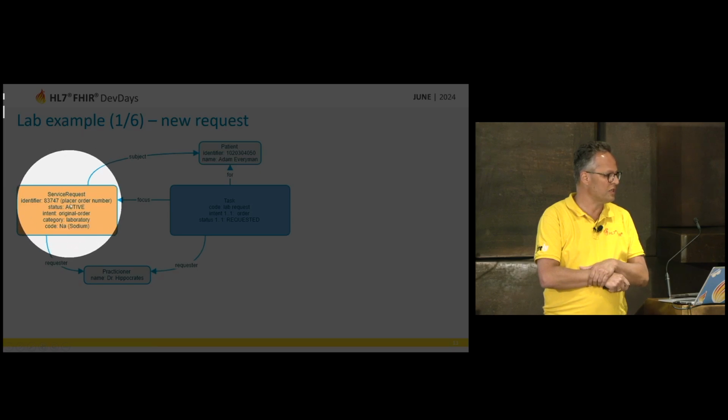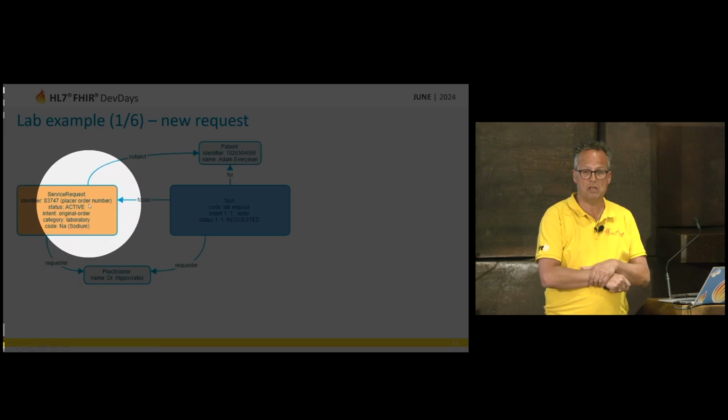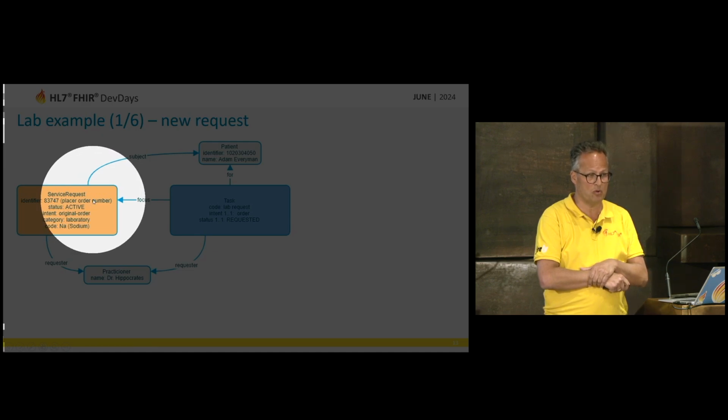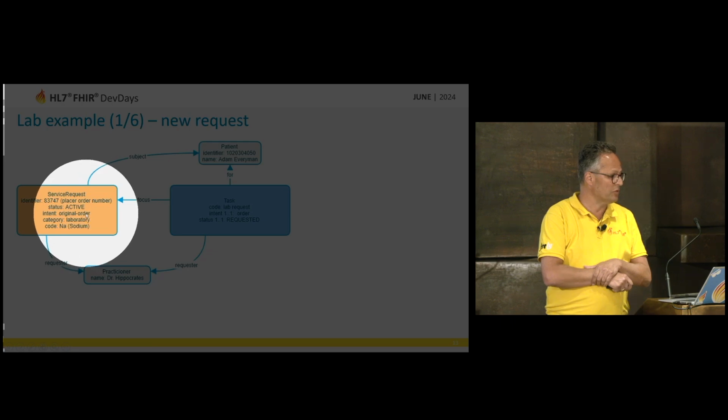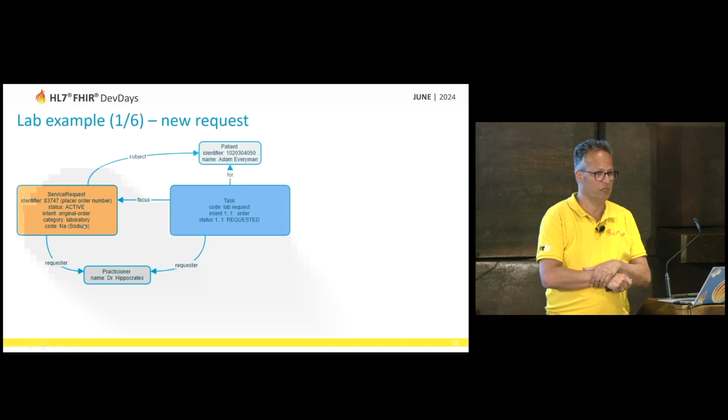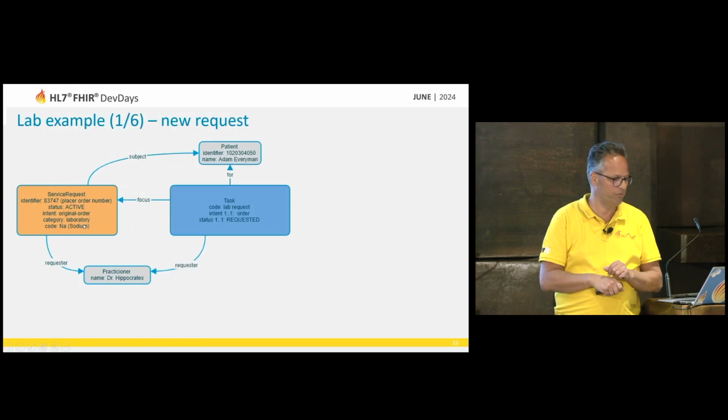It has a status that says active, which means this service request has not been done. It's an active service request. Okay. This is my original order. It's an order in the category laboratory, and I'm asking you to do a sodium test. Okay, it's a simple example.